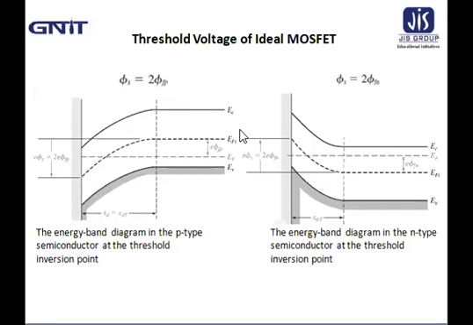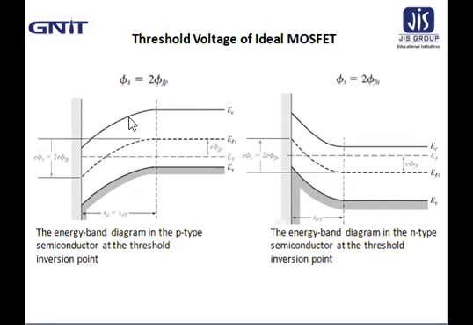Now today we will discuss the threshold voltage of ideal MOSFET. The threshold voltage is defined as the applied gate voltage required to achieve the threshold inversion point. The threshold inversion point is defined as the condition when the surface potential is phi s equal to 2 phi Fp for p type semiconductor, and phi s equal to 2 phi Fn for n type semiconductor. I have already discussed these two structures in previous lectures, so all of you know about these structures.